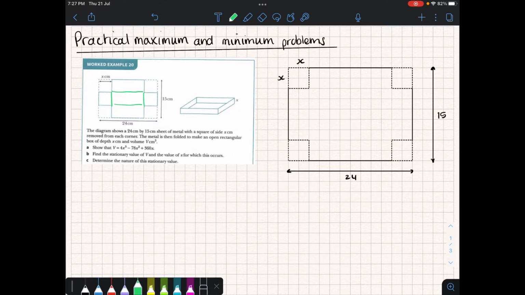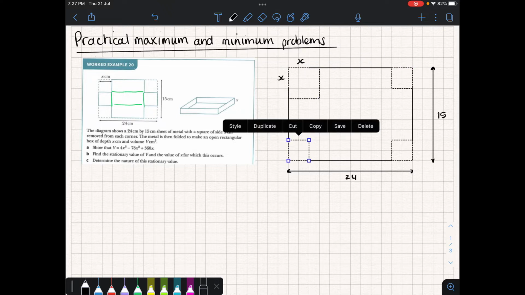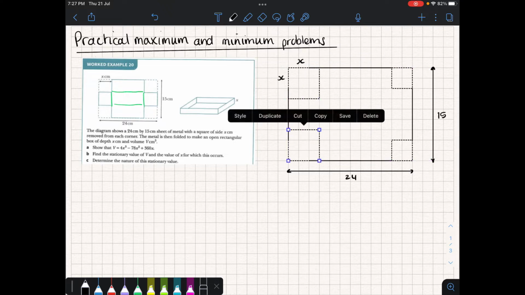So logically we can work out if x was 0, we would have no volume because this sheet would just be completely flat. It would have no height. All right, and if it had no height, it would be multiplying by 0, and therefore the volume would be 0.